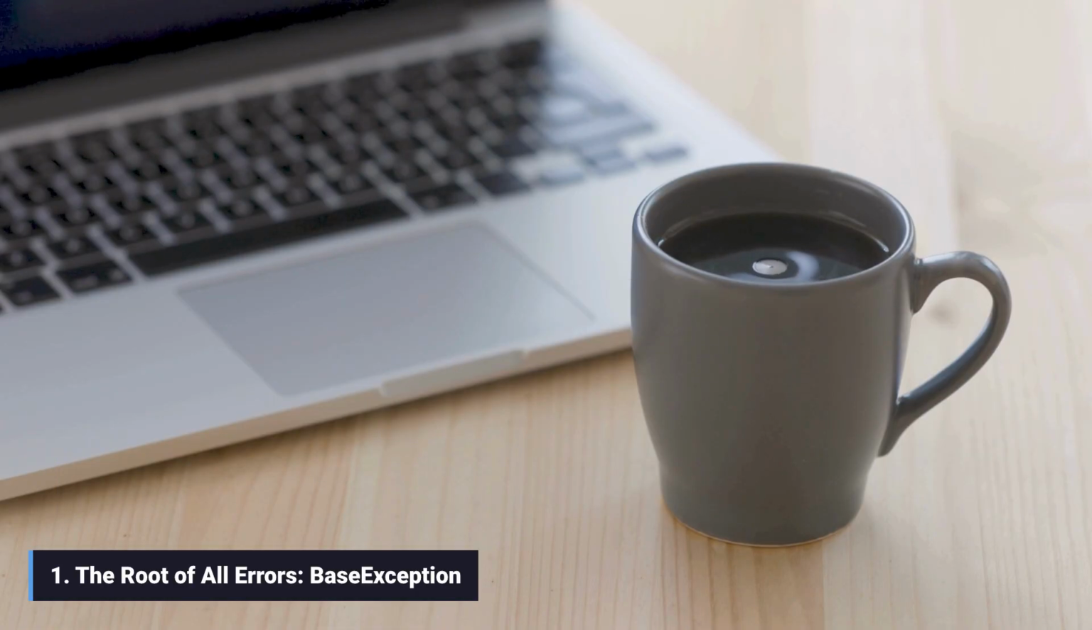1. The root of all errors, BaseException. At the very top of the hierarchy is BaseException. All system exit messages and exceptions inherit from this. Generally, you should never catch BaseException because it includes events like system exit and keyboard interrupt, which are usually meant to terminate the program.